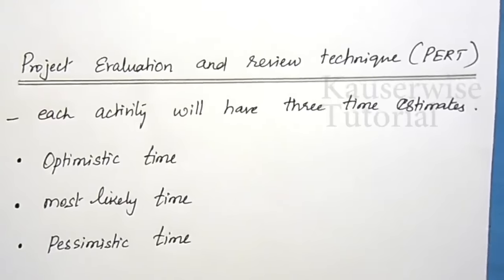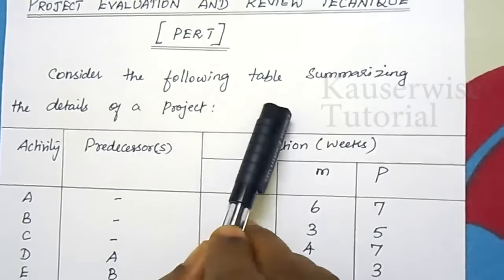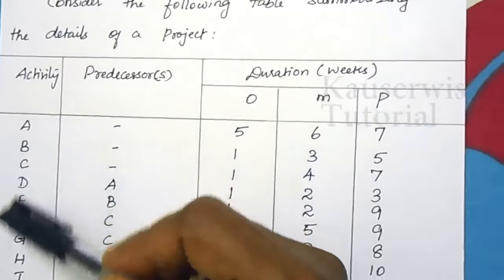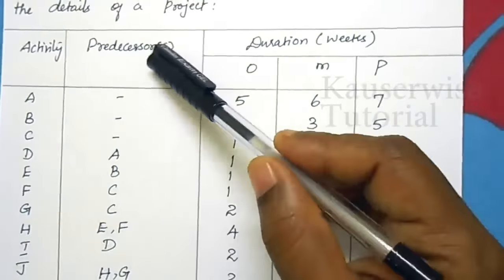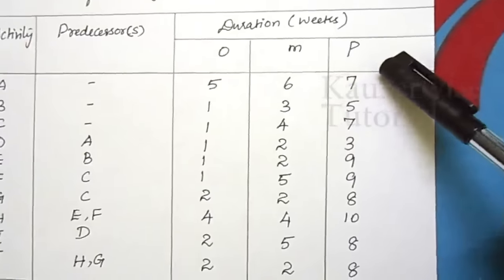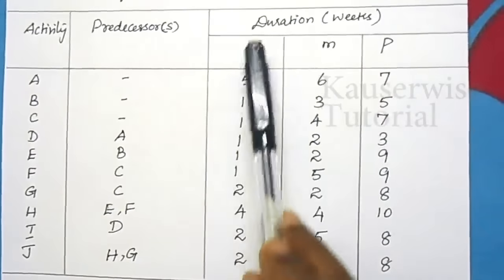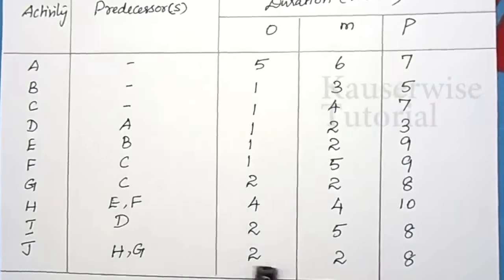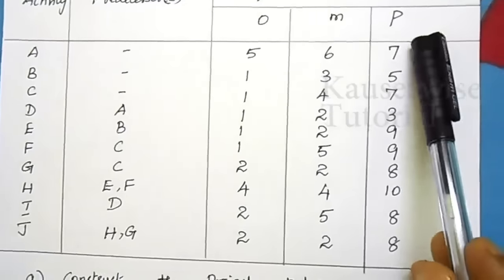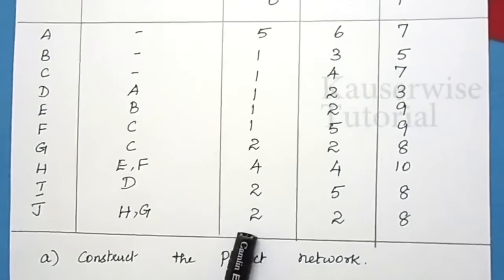Now we are going to discuss PERT along with one problem. Look at the problem. Consider the following table summarizing the details of a project. Here we have 10 activities, A to J, and predecessors are also given for each activity. Then for duration, as I told you, 3 time estimates are given for each activity: the first is optimistic time, the second is most likely time, and the third is pessimistic time. These 3 time estimates are given for each activity separately.